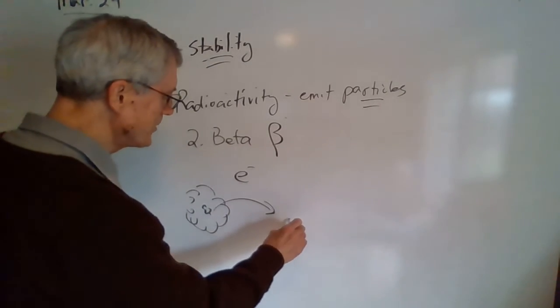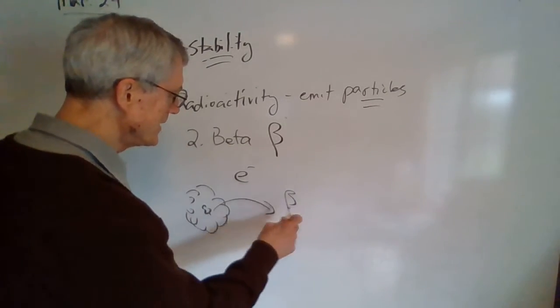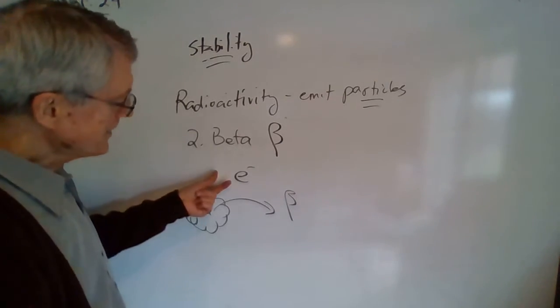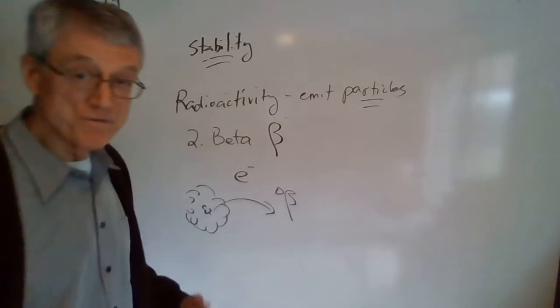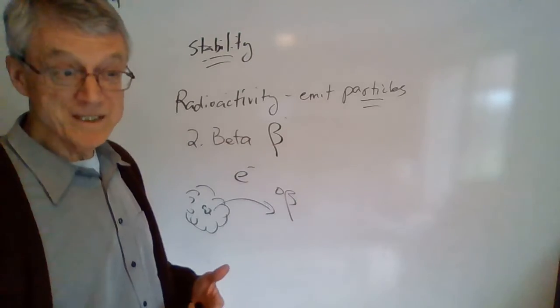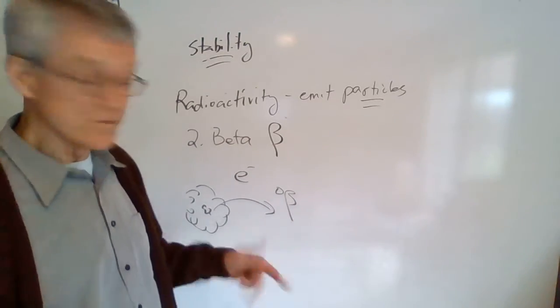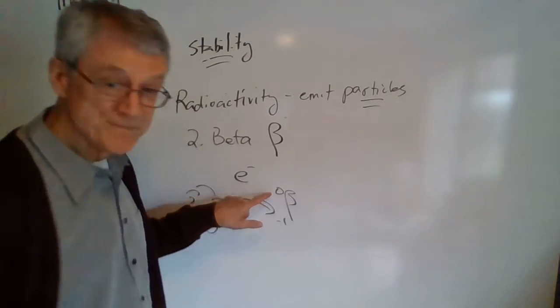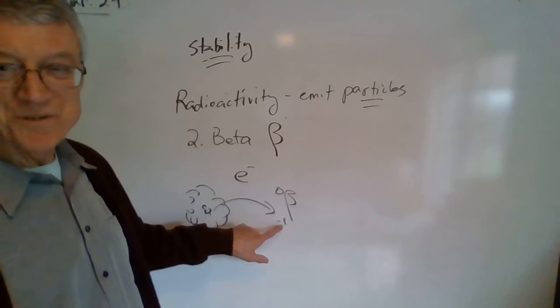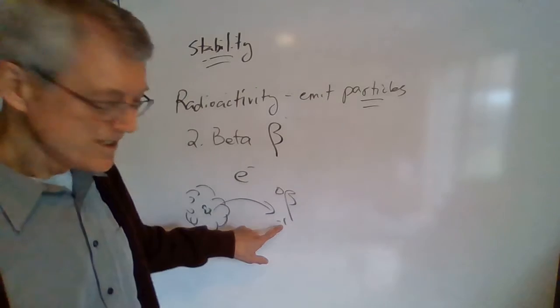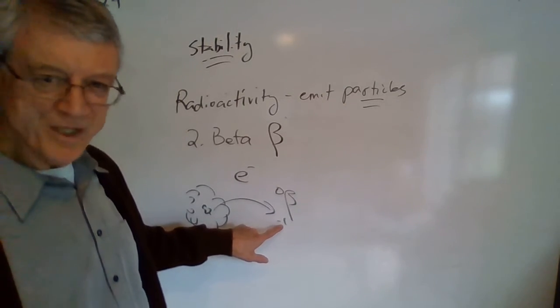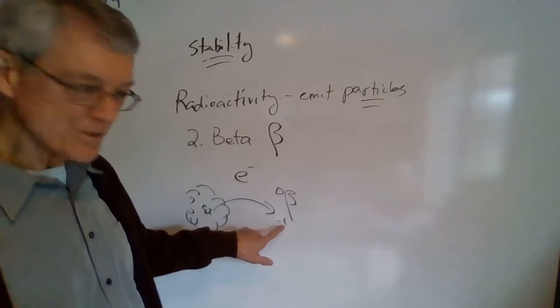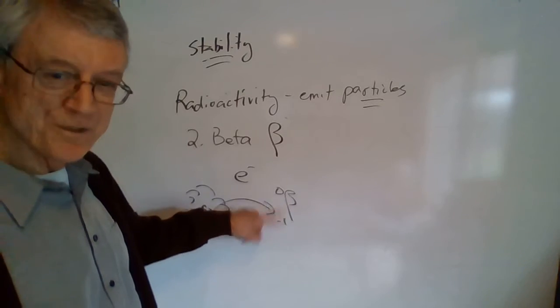Out comes this beta particle, which is an electron. Electron doesn't have any mass in terms of u's. Its mass is so slight, it's a whole lot less than 1 u, therefore it rounds off to 0. But it does have a charge of -1. This is normally the number of protons, but that just means it's the charge, because protons have a charge of +1. Well, the beta particle is -1. We would symbolize it that way.